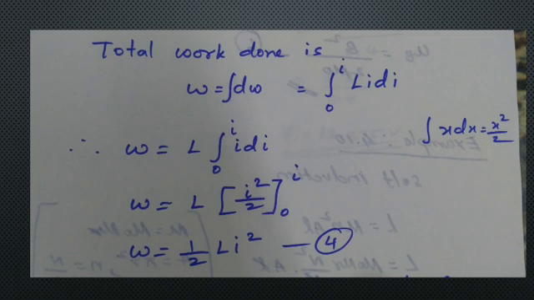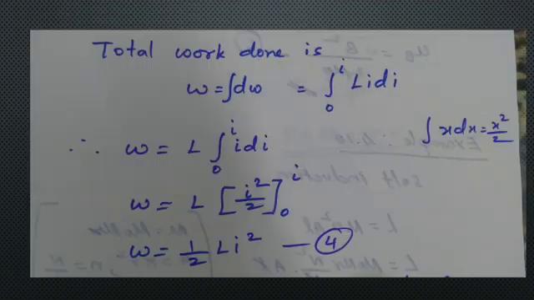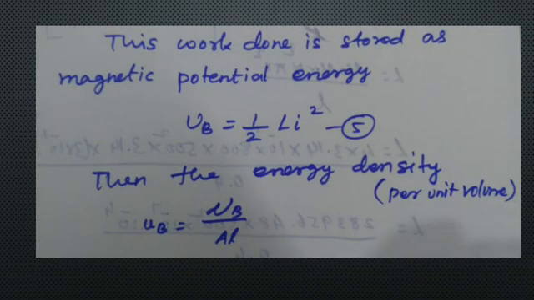Okay students, this is the work done, W is equal to 1 by 2 L I square. This work done is stored as magnetic potential energy. Therefore, the magnetic potential energy is U B, where B denotes magnetic and U is the potential energy. Therefore, U B is equal to 1 by 2 L I square. This is equation number 5.